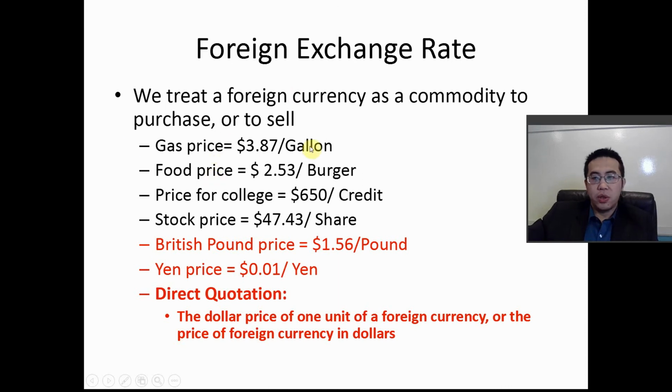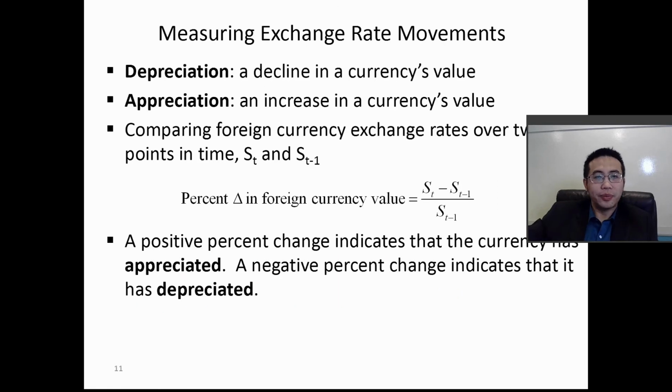Like gas price, we don't say 0.3 gallon per $1. All right, we say 3 gallons or $3 per gallon. We don't say 0.3 gallons of gas per US dollar. Okay, and also for food, we don't say $1 can buy a half burger. Likewise, for the British pound, we say one British pound is $1.5. One Japanese yen is one penny. So that's how we mark the price of those currencies.